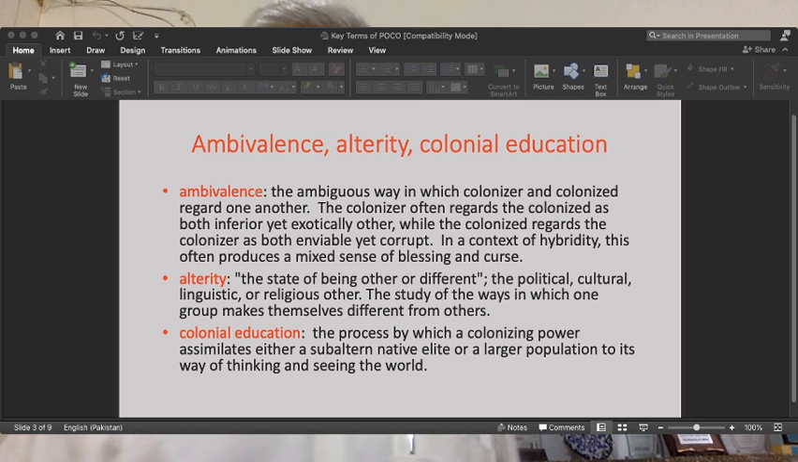Then comes colonial education: the process by which a colonizing power assimilates a subaltern, native elite, or larger population to its way of thinking and seeing the world. Now, that is the change.